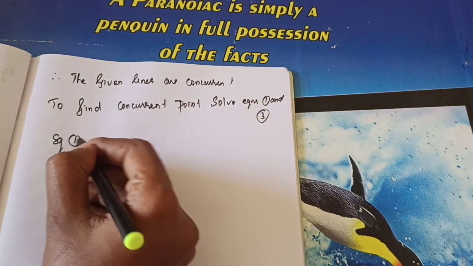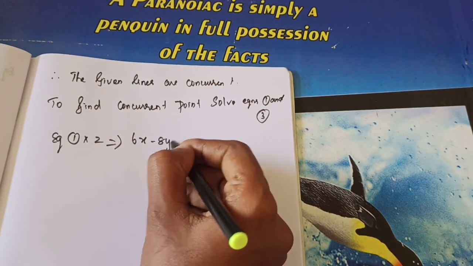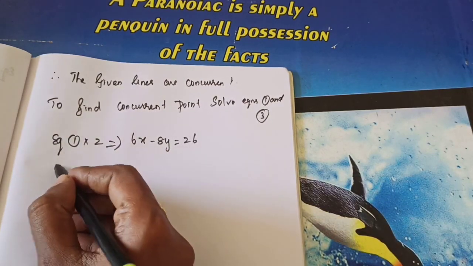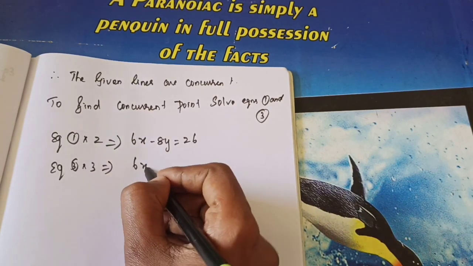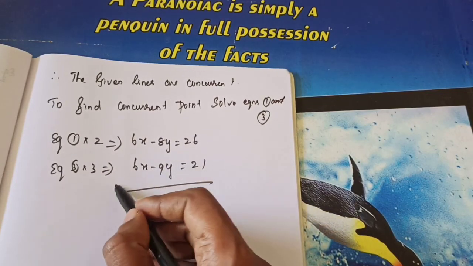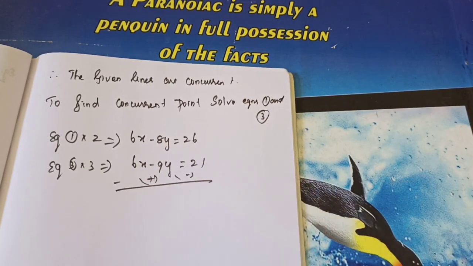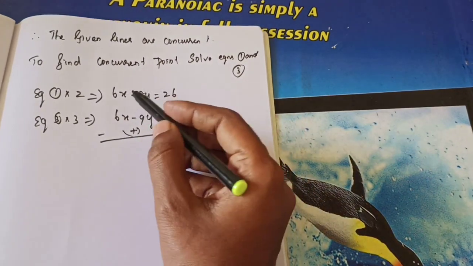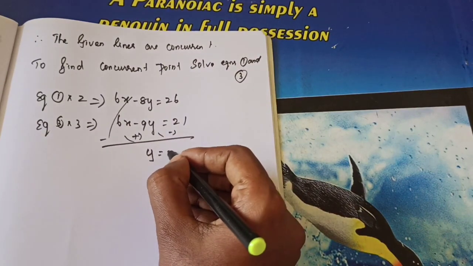So equation 1 into 2 you can substitute, you will get 6x minus 8y is equal to 26. Then equation 3 you can multiply with 3, so it will become, I am skipping this, simply 21. Okay, so what will happen? Minus, plus, these are all things you have learned in 10th standard, is it right? So this will get cancelled. So what's the answer? y is equal to 5.